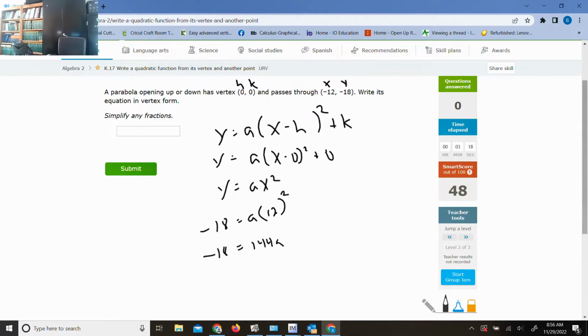And what are you going to divide by? 144. You can use a calculator if you want to on this. But that'll reduce. That's negative 9 over 72. Which is what? 1 over 7? I think.